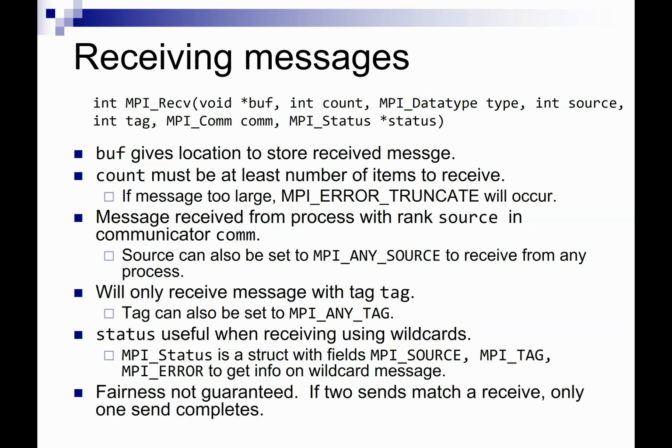Now if you have two sends which both match a receive, for example, you call MPI any source and then you have two processes that both send to you, so they both match what this receive requires, then you could have only one of the sends complete, and the other send is just lost.